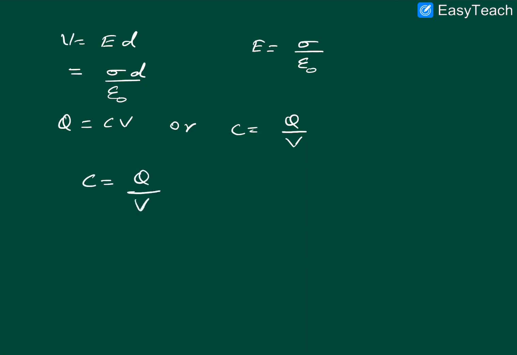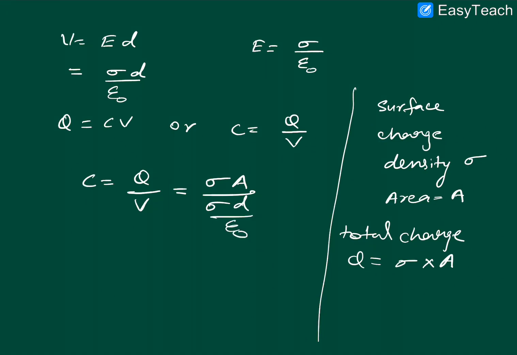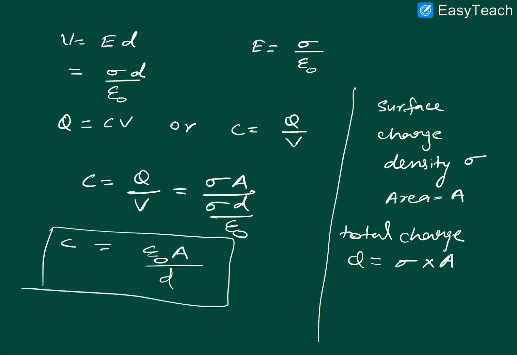Now let us take this expression. What is Q? The plate is having a surface charge density sigma. Its area is A. So total charge Q is equal to surface charge multiplied by total area, we discussed in the first chapter. So C is equal to sigma A divided by V. What is V? You got V is equal to sigma D by epsilon 0, isn't it? Sigma and sigma will cancel and epsilon 0 will move on to the numerator. So you will get C is equal to epsilon 0 A by D. This is the expression for capacitance of a parallel plate capacitor.